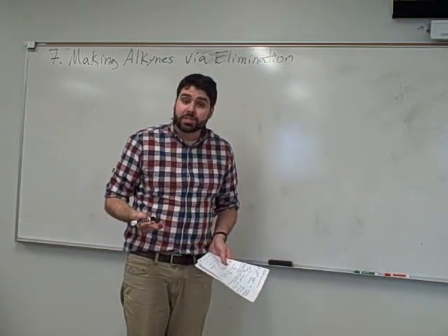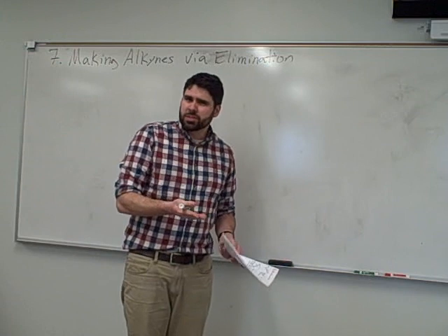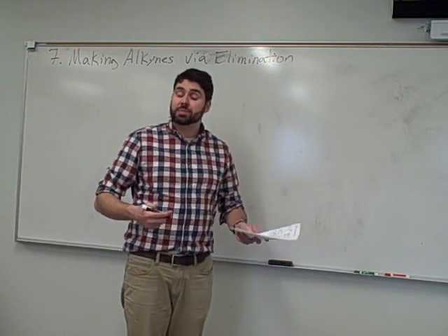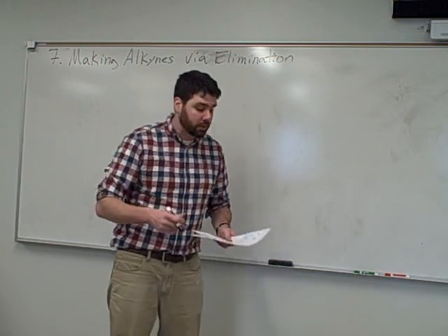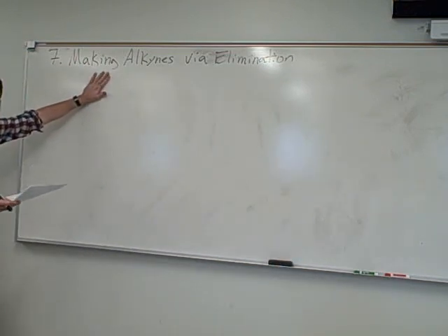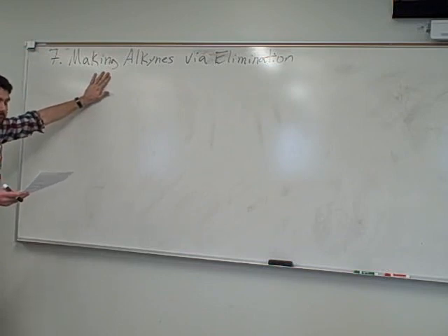But what we haven't mentioned is, okay, one pi bond is good, but can we make two pi bonds using elimination? So specifically, can we make alkynes? Absolutely. And so what I'd like us to think about is that alkynes are made via elimination in a very similar pathway in the way that alkenes are.